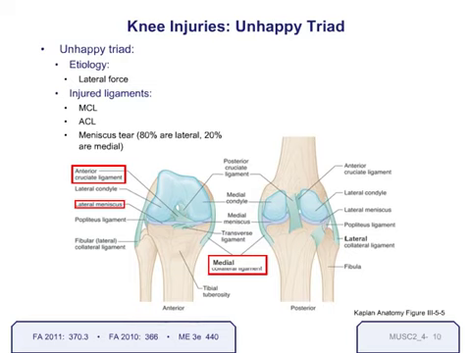Now, there are several important injury patterns you should recognize on Step 1 with regard to the knee and its ligaments. A very common football injury occurs from a lateral force to the side of the body, so a player getting hit on the side of their leg, for example, and we call this the unhappy triad. And what this means is that you have damage to the medial collateral ligament, usually a sprain or a tear, also to the anterior cruciate ligament, or the ACL, and also to the lateral meniscus, not the medial, but the lateral meniscus. So MCL, ACL, and lateral meniscus is known as the unhappy triad. It's a very commonly tested football injury.